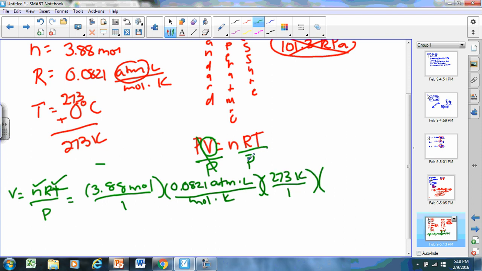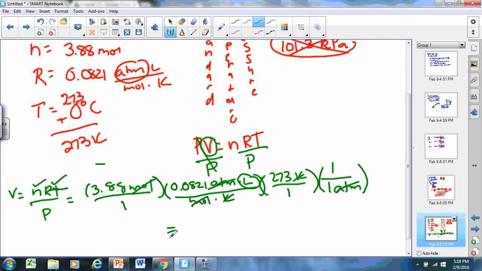Now remember, P is downstairs. Dividing by P is the same thing as multiplying by the reciprocal of P. So I'm going to go 1 over 1 atmosphere. Watch what happens. Moles cancel with moles, and atmosphere cancels with atmosphere, and K cancels with K, and nothing cancels with liters, which is awesome because we're solving for volume.